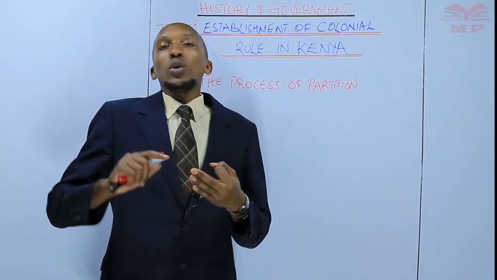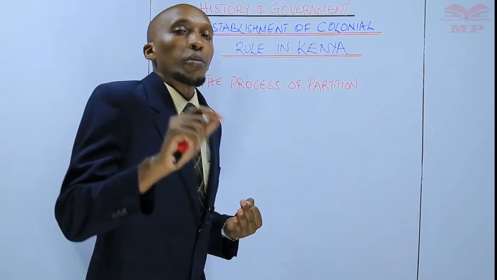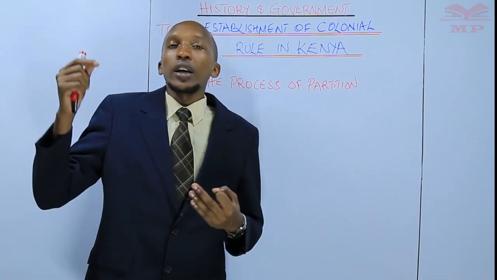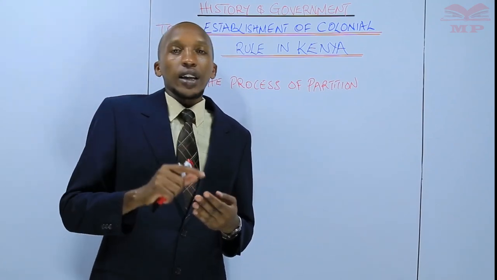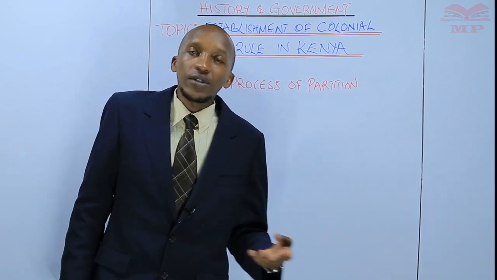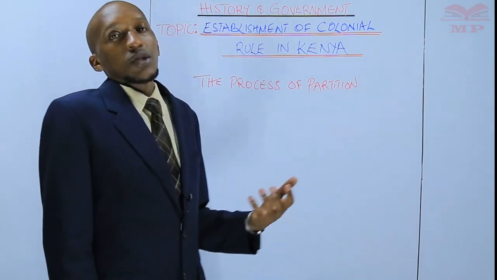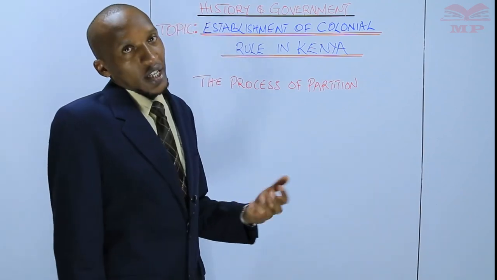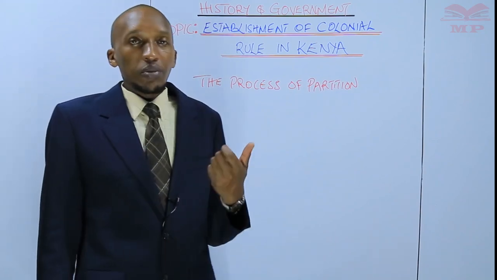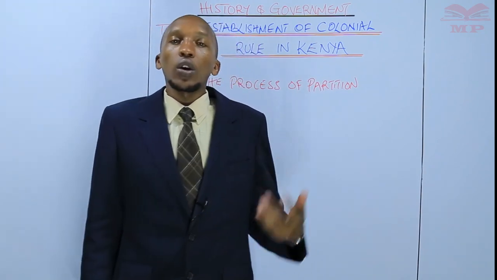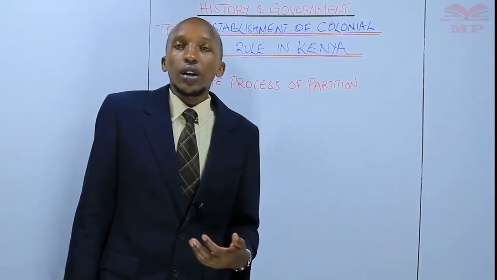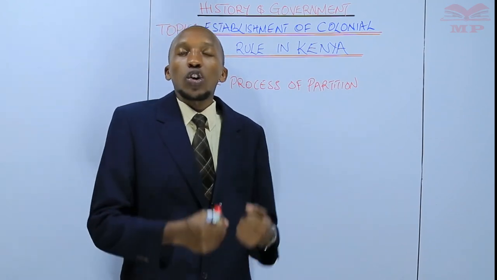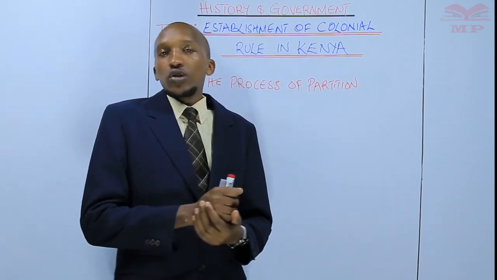And then number three, they were sourcing for raw materials. They were looking for raw materials for the industries in Britain. And then number four, they were looking for markets for finished products. Remember, Britain was the first country to industrialize. It was the first European power to industrialize. So it produced a lot of goods. Industries were adopting the factory system. That is, they were producing goods on a large scale. So they had a lot of goods to sell.